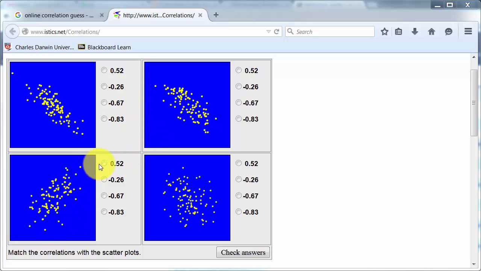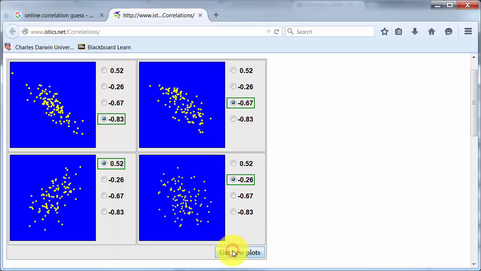This one down here is the only one that's sloping up, so it's got to be that one there. Then if we look at the remaining three, they're all sloping down, they're all negative, but they vary in how strong the correlation is. Here it's fairly weak, so I'm going there. Here it's a bit stronger, so I'm going there, and here it's quite strong, so I'm going there. And I get 4 smiley faces, so I've got all of those correct.